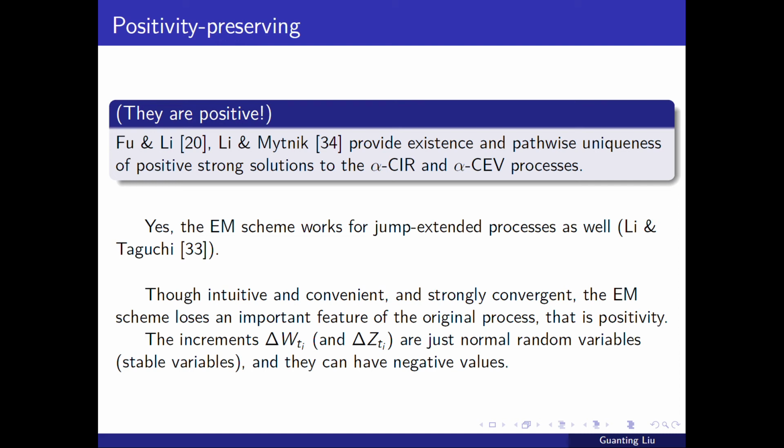For these alpha CIR and alpha CEV processes, how do we simulate them? How do we approximate them? The Euler-Maruyama scheme?